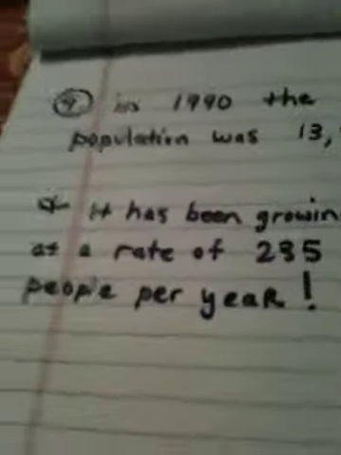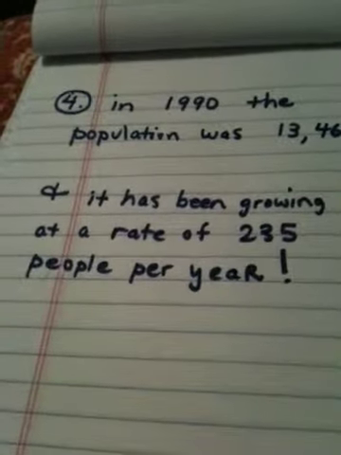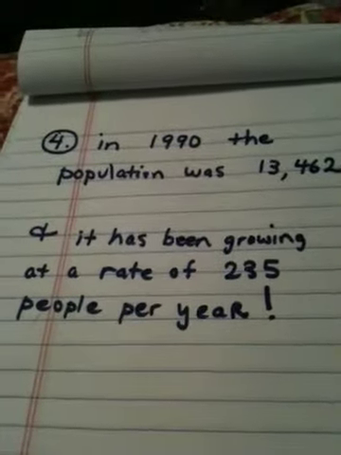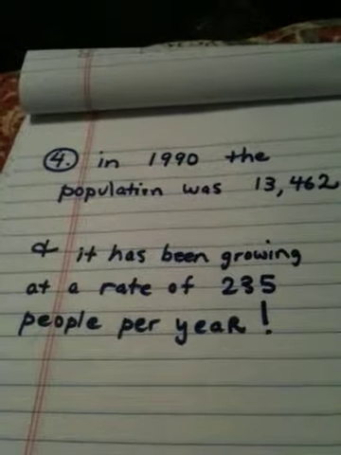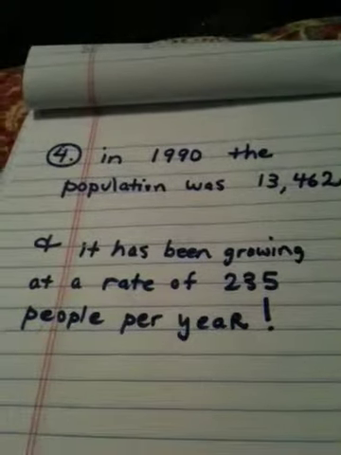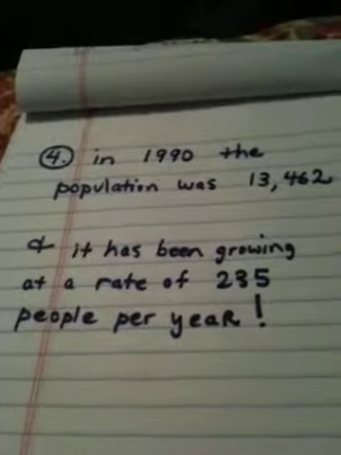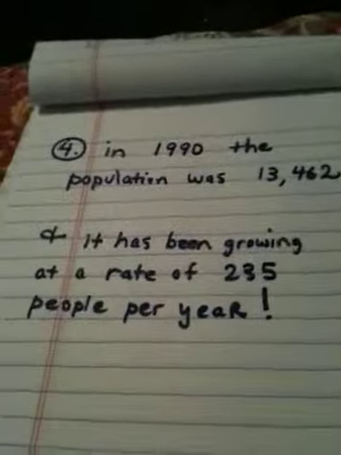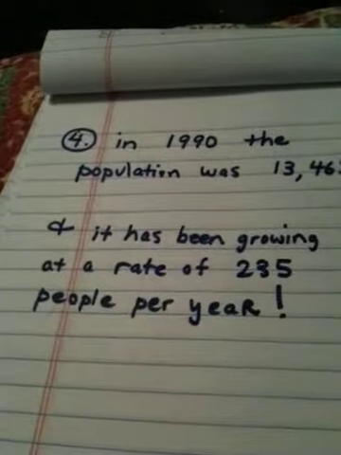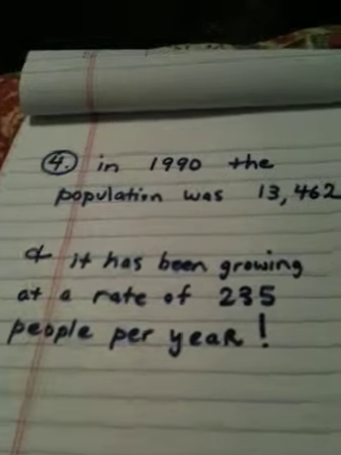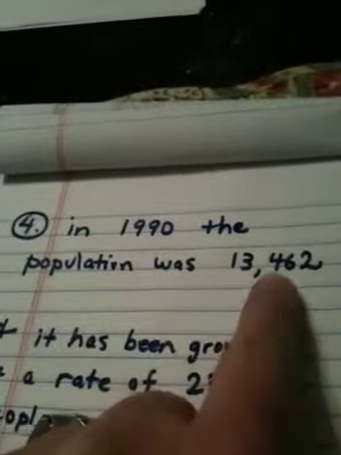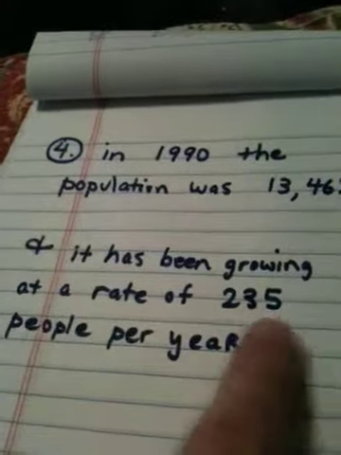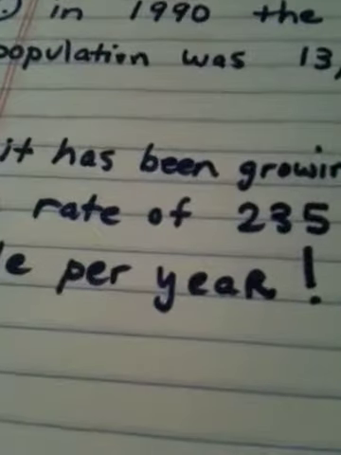Okay, ladies and gentlemen, as we continue from Supplement C, question number 4, I've just put the pertinent data on my paper, but let me read it. The population of a small town in Georgia has shown a linear growth in the years from 1990 to 2003. Again, linear means y equals mx plus b, so that's why we can use the model. In 1990, the population was 13,462, and it has been growing at a rate of 235 people per year. Those are the things they give us.